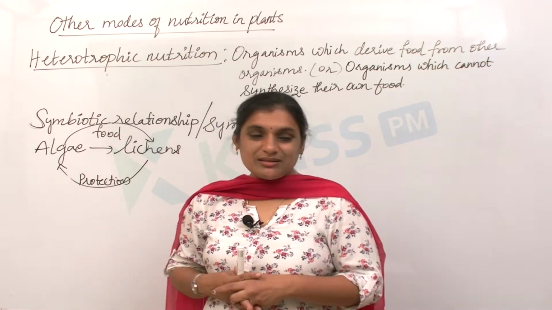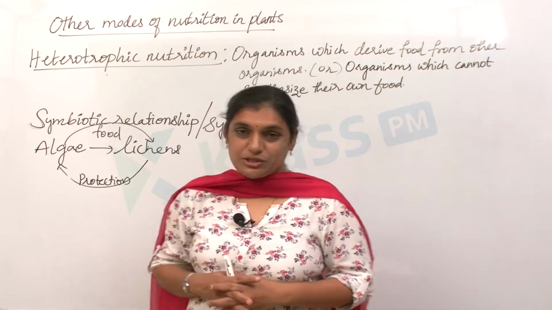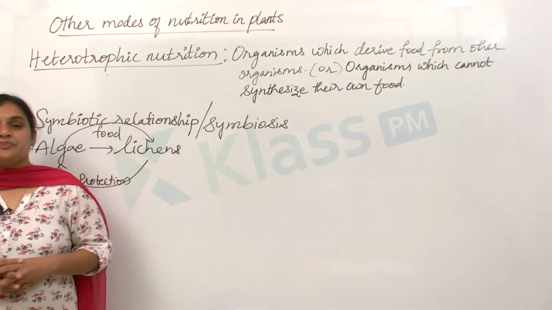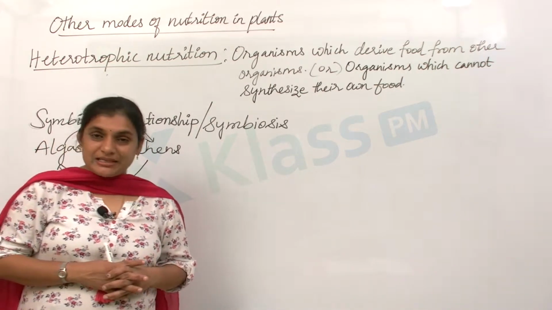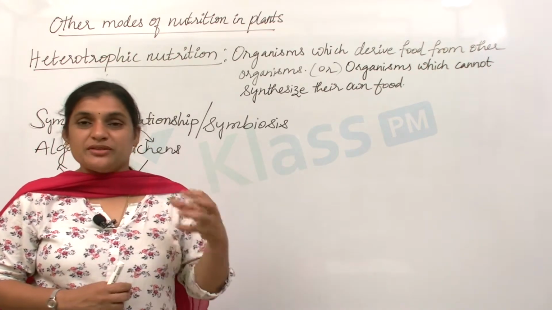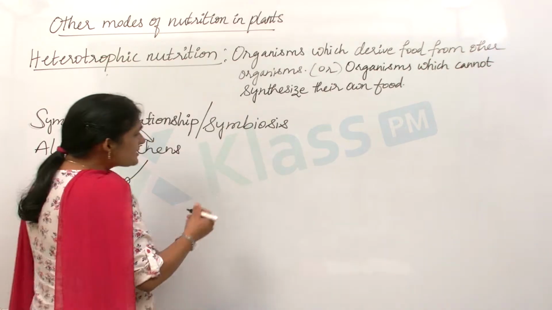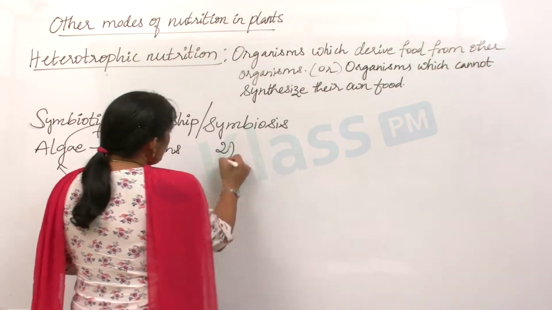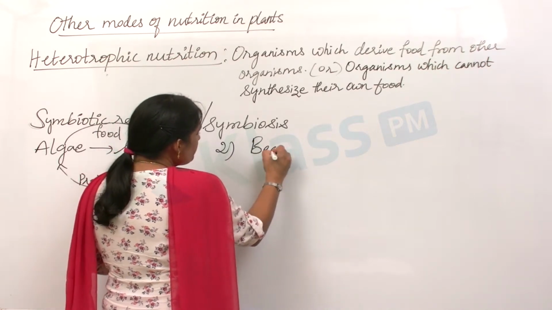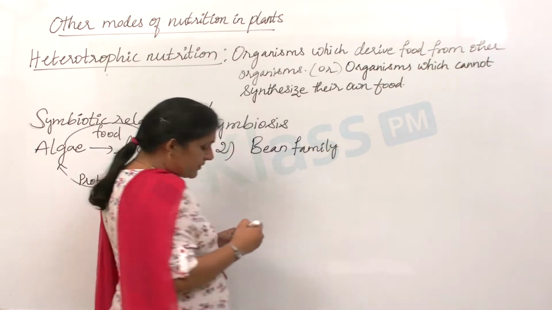So can you give me another example where you see this kind of symbiotic relationship? If you remember the previous class, we have studied that the rhizobium will collect or absorb the nitrogen from the air and then fix it into the root nodules of plants, right? So let us take the same example, another example of bean family. So this bean family which is present, they cannot take the nitrogen from the atmosphere.